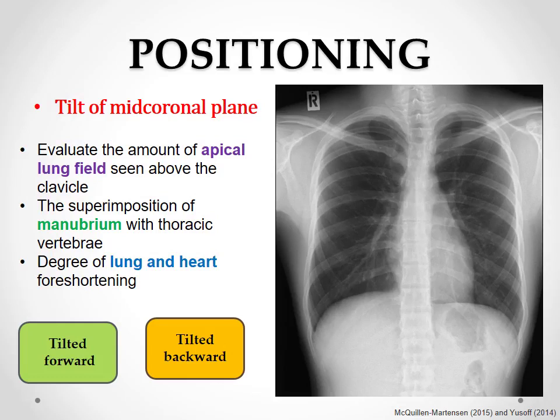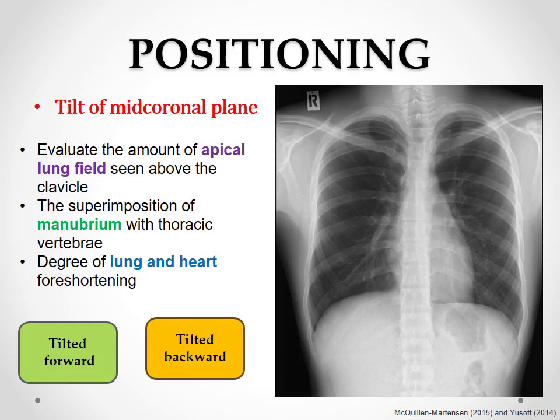Tilt of the mid-coronal plane may happen in two ways: tilt forward and tilt backward. For tilt forward, more than 2.5 cm of lung apices is demonstrated above the clavicle. Besides, for tilt forward, the manubrium is situated at the level of the fifth vertebra or lower. On the other hand, for tilt backward, the manubrium is superimposed between T1 to T3. For both tilt forward and backward, the lungs and heart will appear foreshortened.